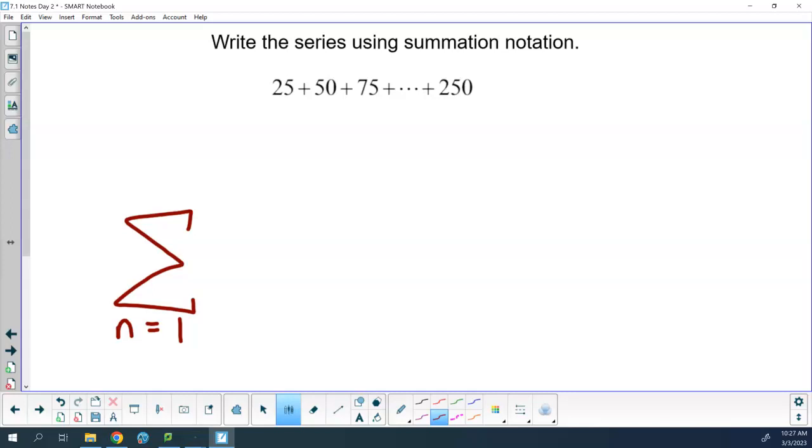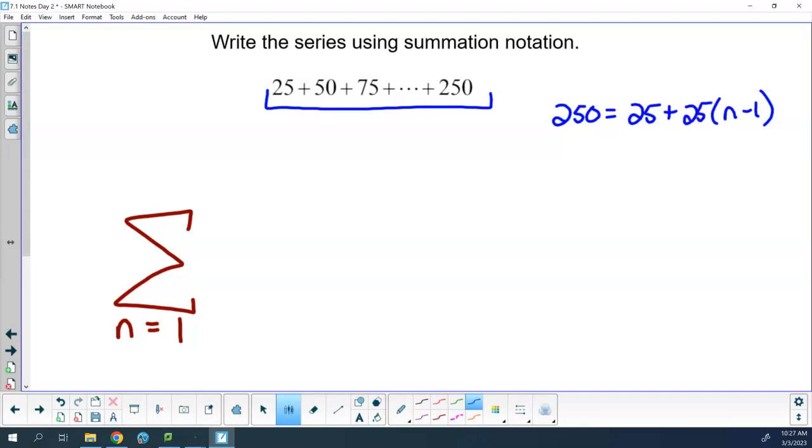Okay. So now let's look at this. 25 is my first term. Would you agree with that? 250 is my last term. I don't know how many terms there are, but do I know what the common difference is? What am I adding to get to the next term? 25. So 25 is my common difference.